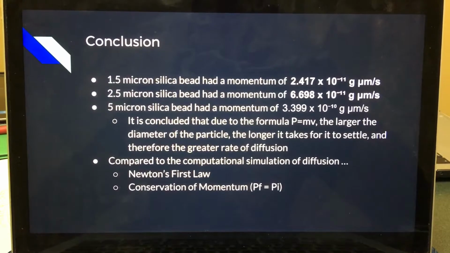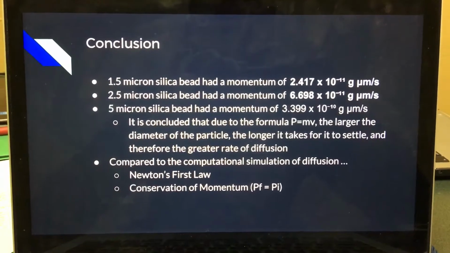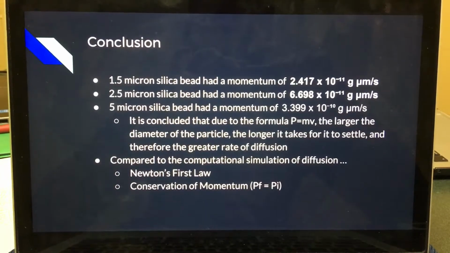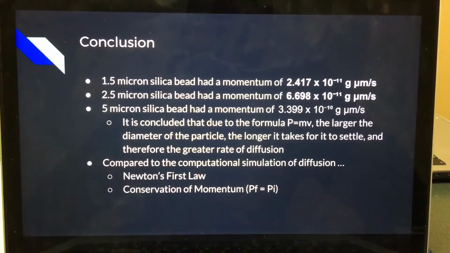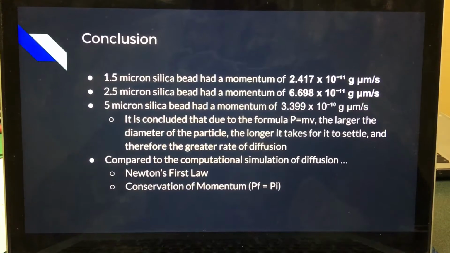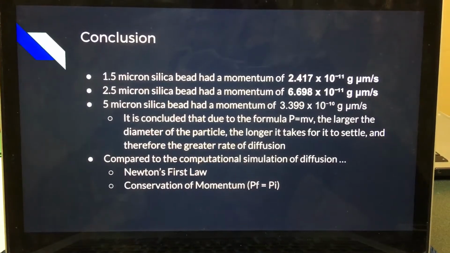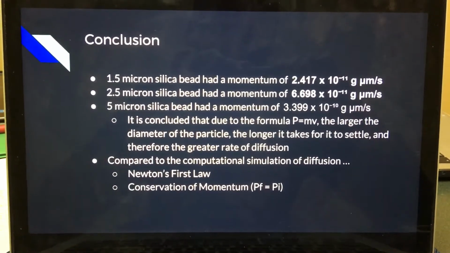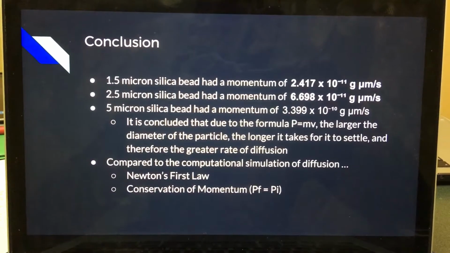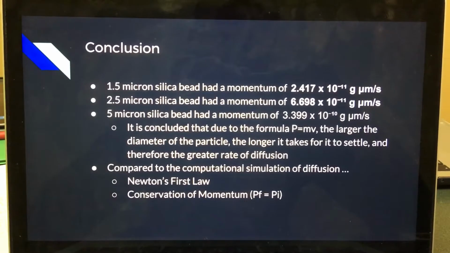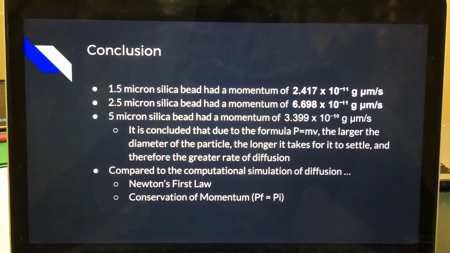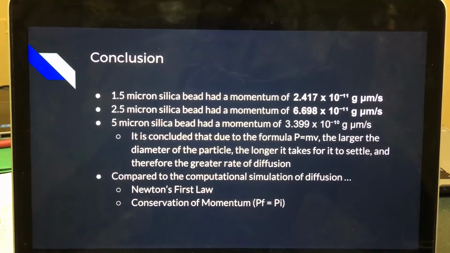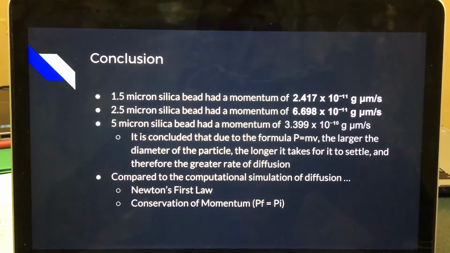And so we related to Newton's first law, which is an object in motion will stay in motion unless acted on by an opposite force, and also the conservation of momentum, which is final momentum equals initial momentum. So these laws are applied by, for example, in the computational and the experimental. In the computational, when the particles hit the box, the momentum is transferred from the particles to the box and from particle to particle.